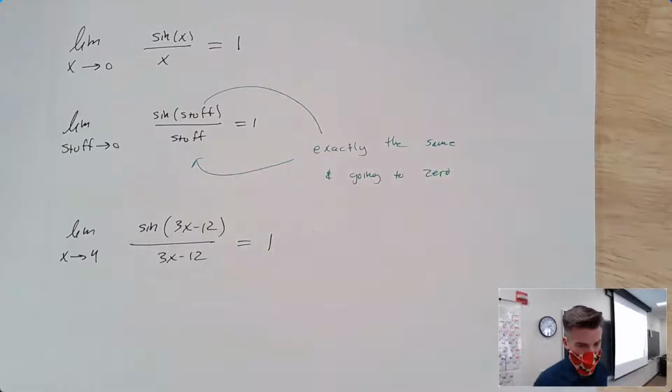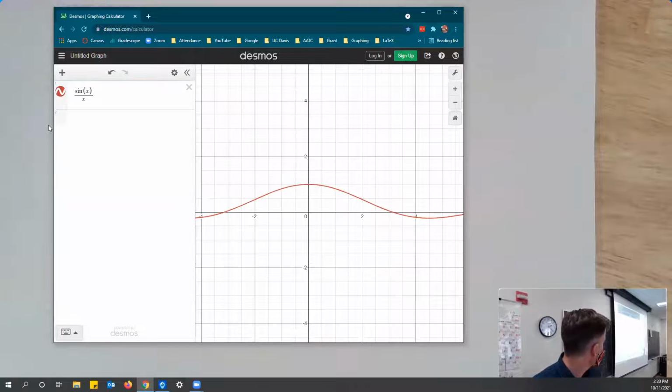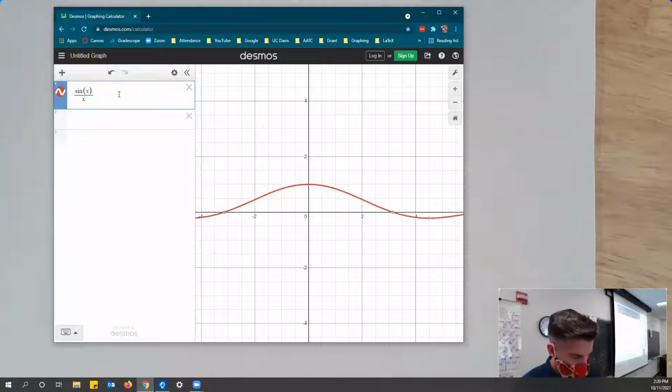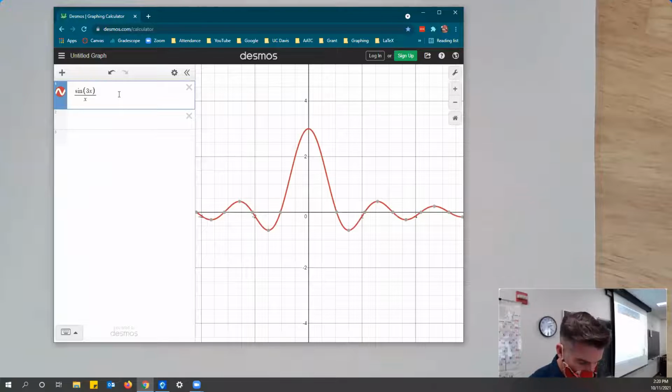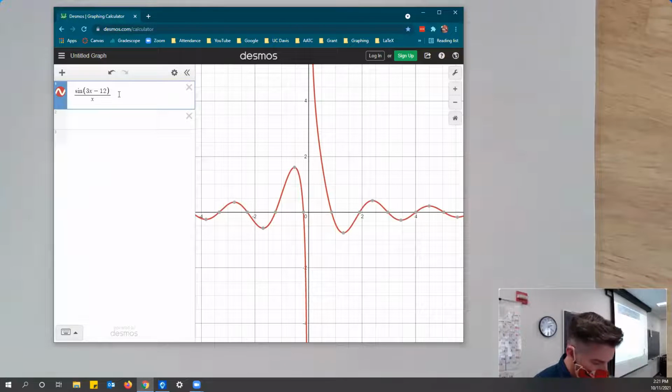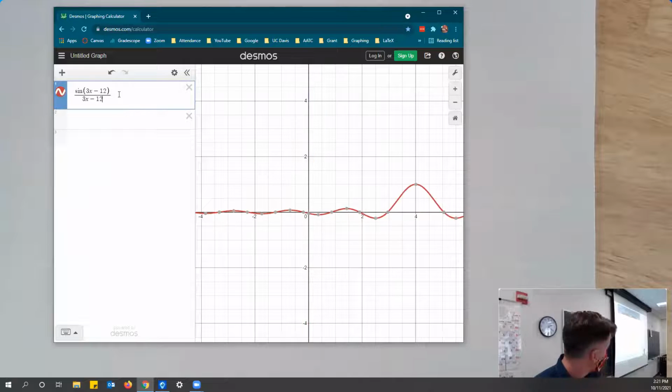So the stuff is going to 0. And might as well take a look at it. We can look at the graph of this too. It's kind of neat. Let's just change that one up. Okay, we got a 3x minus 12, and the bottom, same thing. And if we look over at 4, oh yeah, look. As x gets closer and closer to 4, the y values definitely get closer and closer to 1.